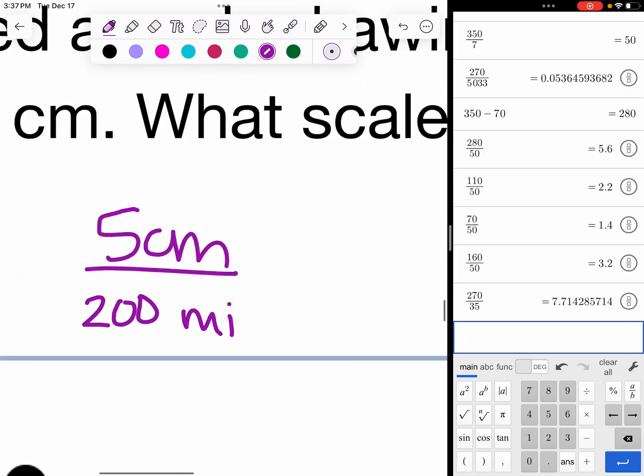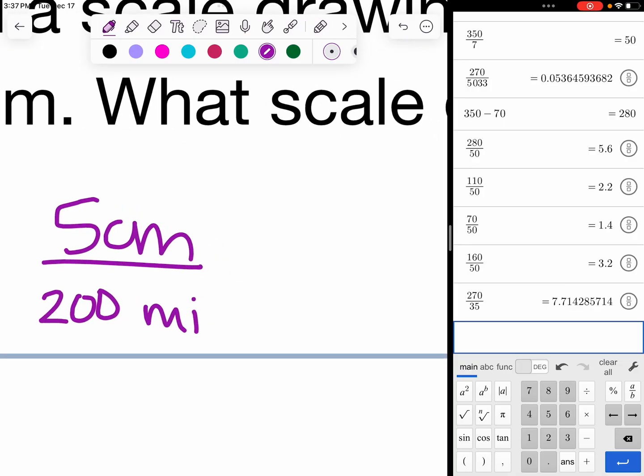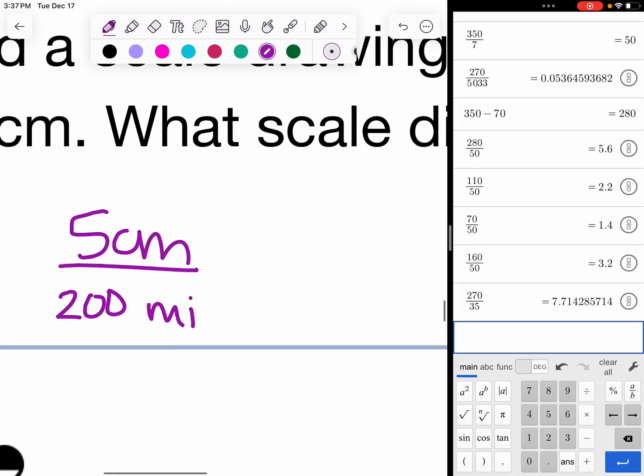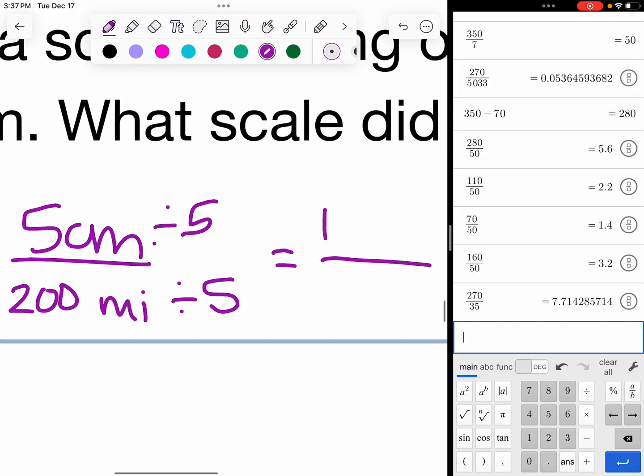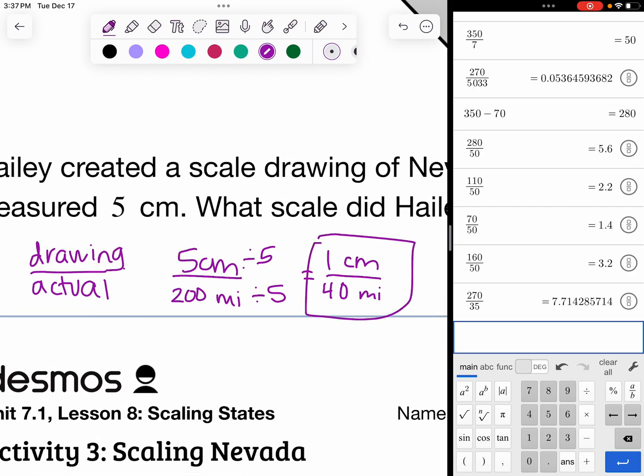Now, those are some pretty big numbers, or that 200 is pretty big, so we can simplify this, and I always like to divide by the top number. So let's divide both of them by 5. Well, 5 divided by 5 is just 1 centimeter. 200 divided by 5 would be 40 miles, and that is the scale that Haley used.